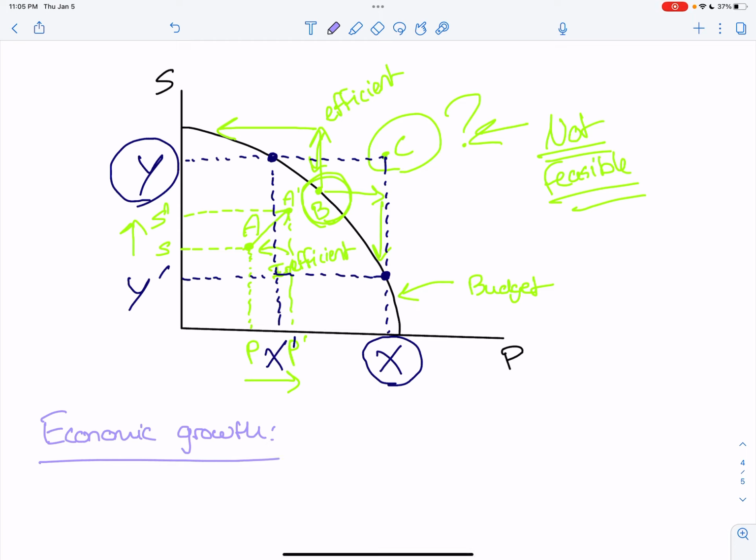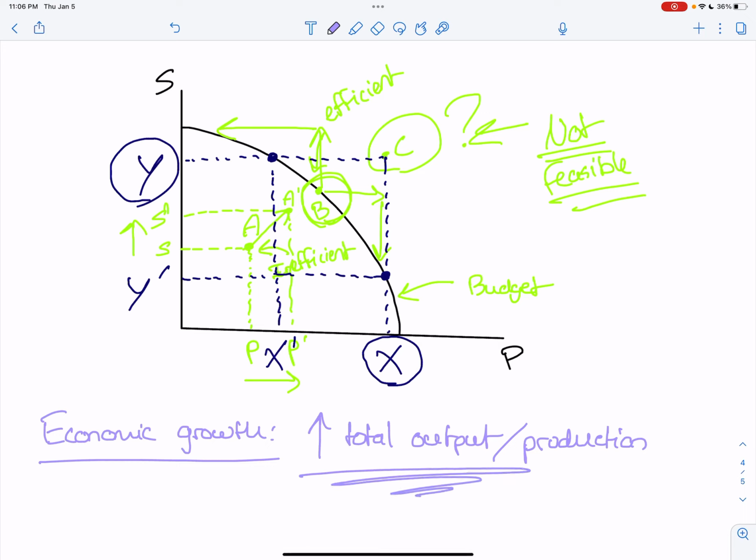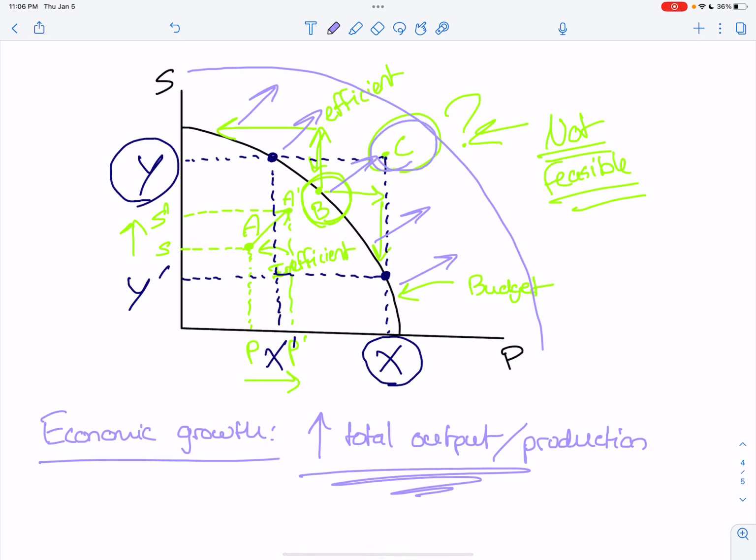Economic growth. In other words, economic growth is simply an increase in total output or production. So if for some reason, somehow, this economy becomes more productive, it becomes able to produce a higher amount of total output, that will be represented by an outward expansion of the PPF, right? So you might get a higher curve, something like that, and suddenly point C becomes feasible where it otherwise would not have been. That's economic growth.